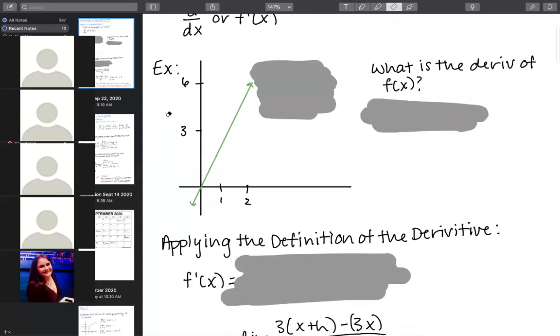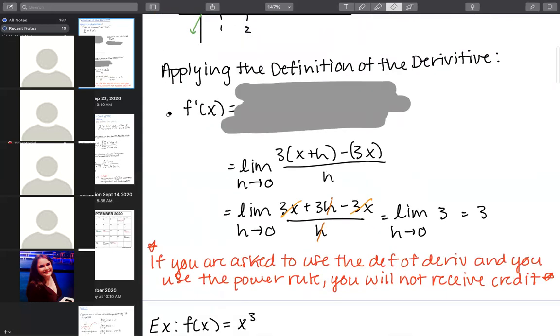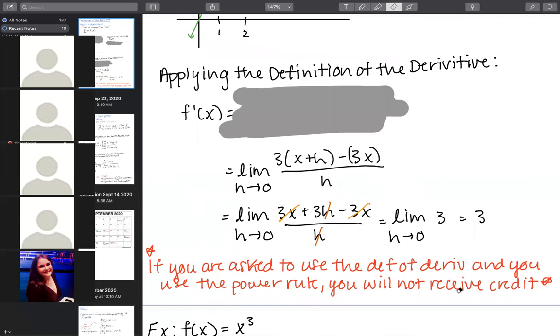So the big thing that Dr. Zalecki wanted me to tell you guys is if you are asked to use the definition of the derivative and you use the power rule or any other sort of rule, and if you don't know what the power rule is, that's fine, we haven't taught it to you yet. But if you don't do what's asked of you, you will not receive credit, regardless of whether or not you know a simpler way. You need to do what's asked of you on that particular problem, because that is the concept that is being tested.